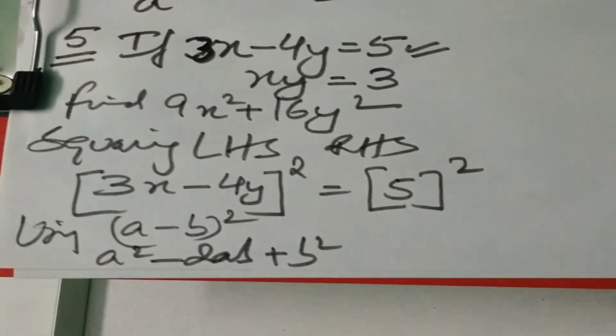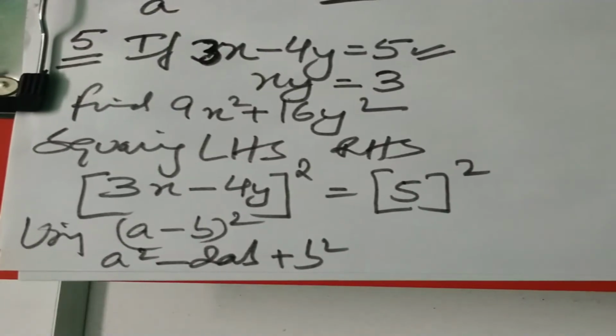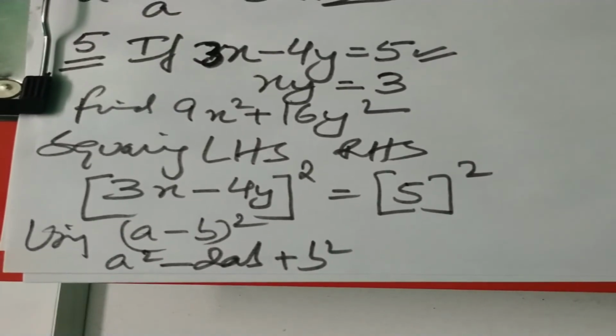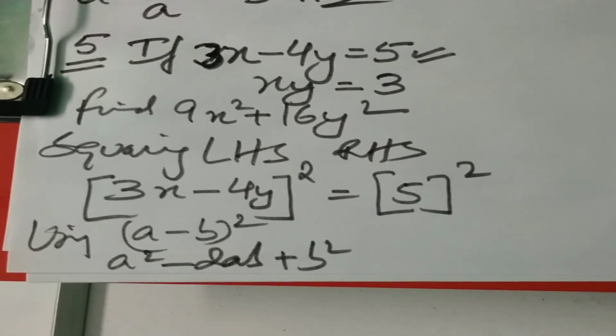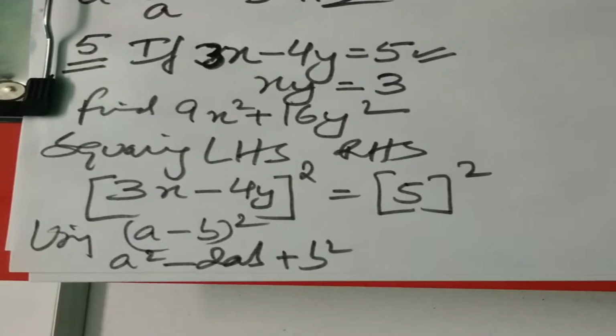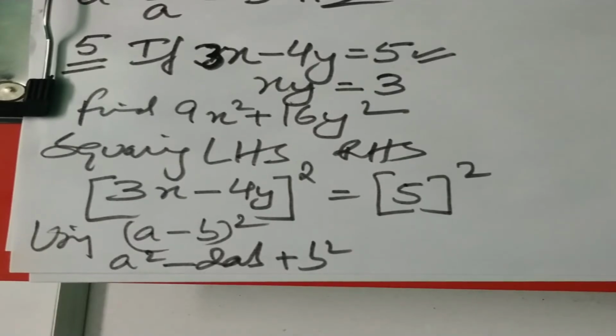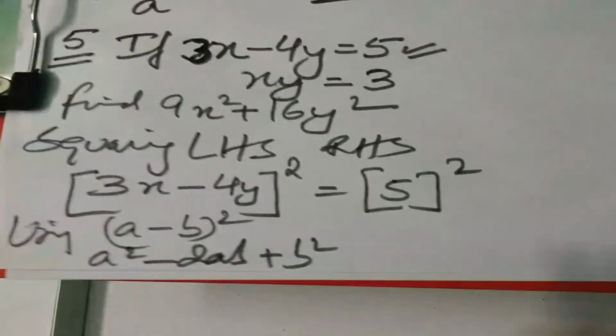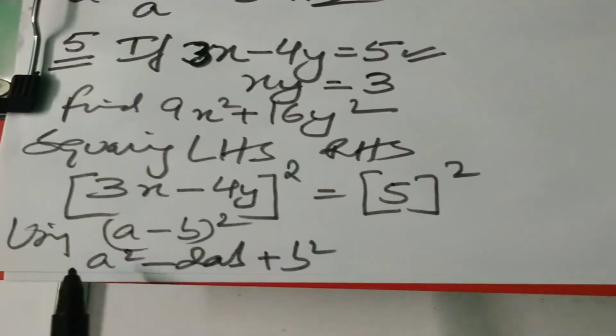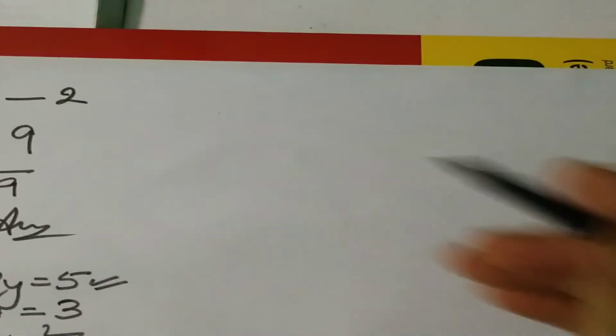Now this is important. The question is given 3x minus 4y, so I have used the formula a minus b. If it was 3x plus 4y, I would use a plus b. Understand this part again, okay? So 3x minus 4y, therefore the formula is also a minus b, and I have to write this question in this way. So I will write it in this way here.